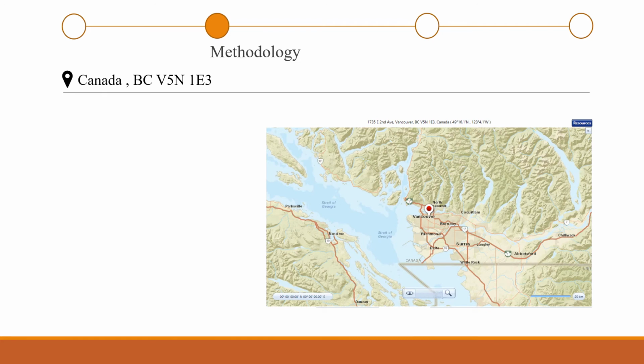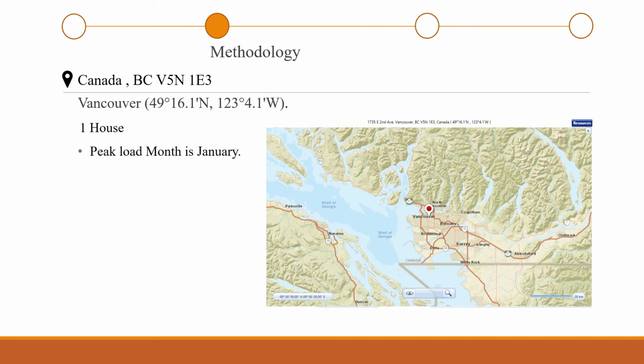Here we will talk about the location of our load, which is located inside Canada, British Columbia, with the following postal code, which is inside Vancouver, and our load is only one house, with peak load month in January, and the peak load is 20 kilowatts. And sure, the peak load is inside winter, because we always open the heating systems.